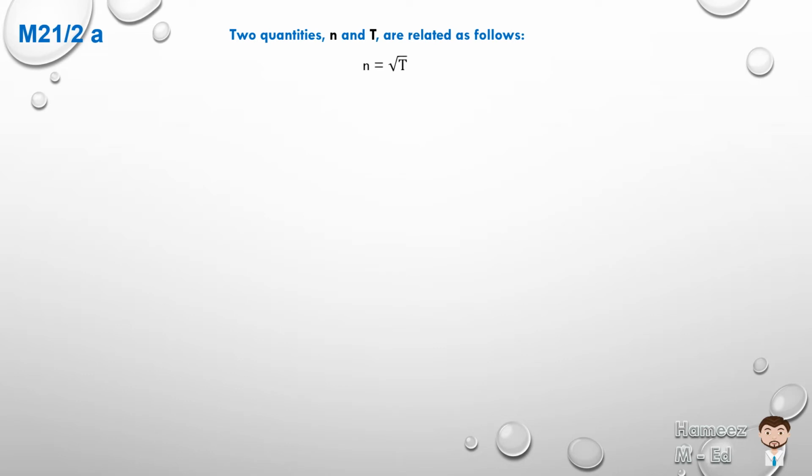May 2021, number 2A. Two quantities, n and t, are related as follows. n is equal to the square root of t. Part 1. Find the value of n when t is equal to 49. So let's write the formula. n is equal to the square root of t. And let's substitute. n is equal to the square root of 49 since t is 49. As such, n is equal to 7.